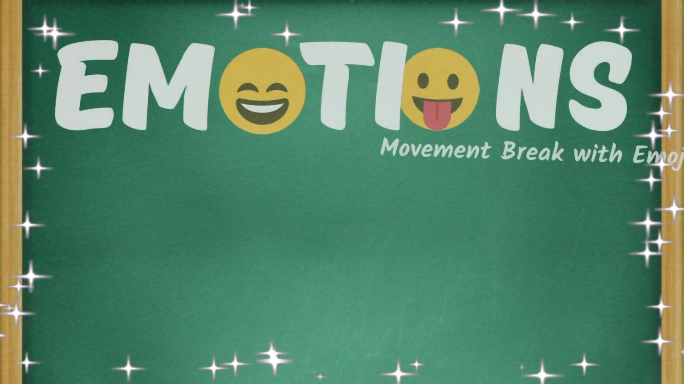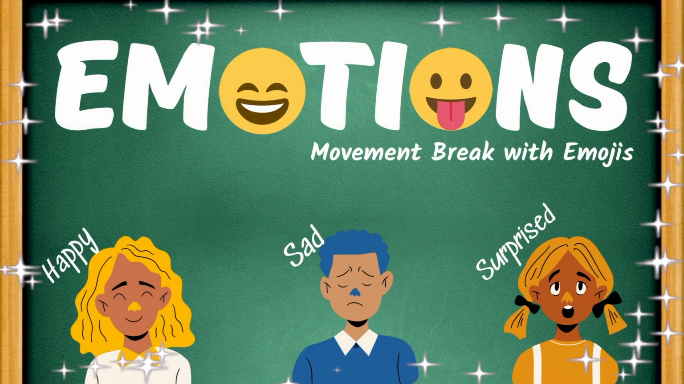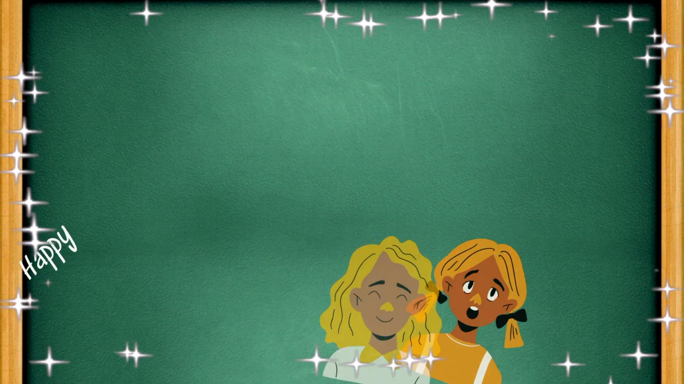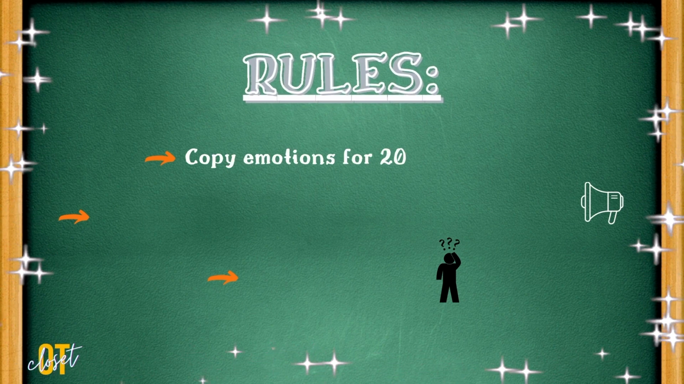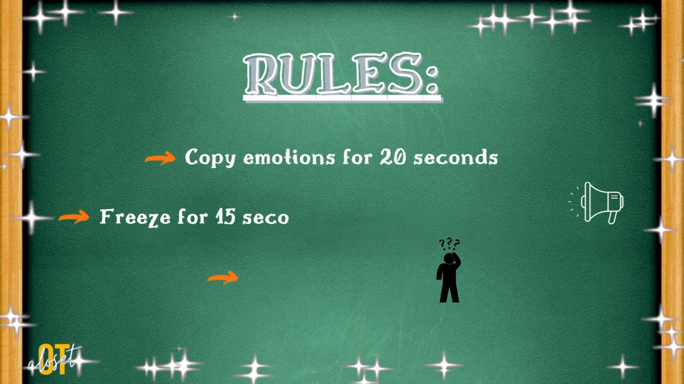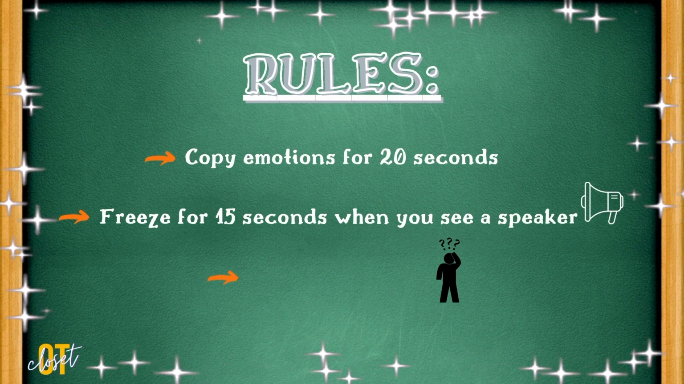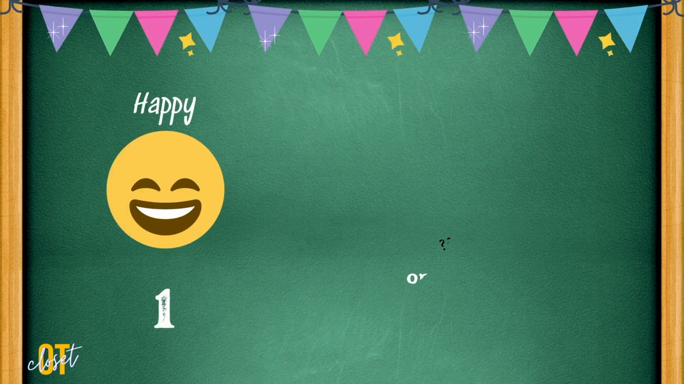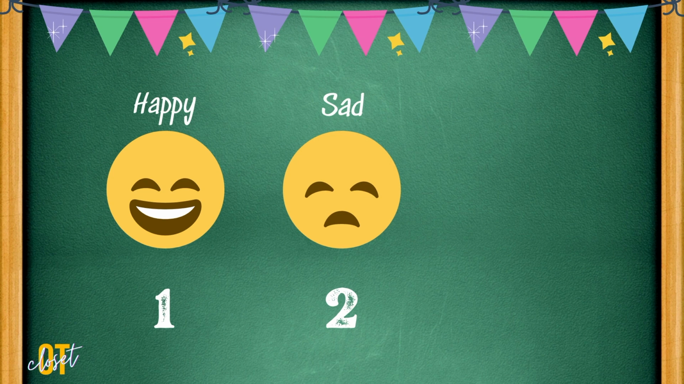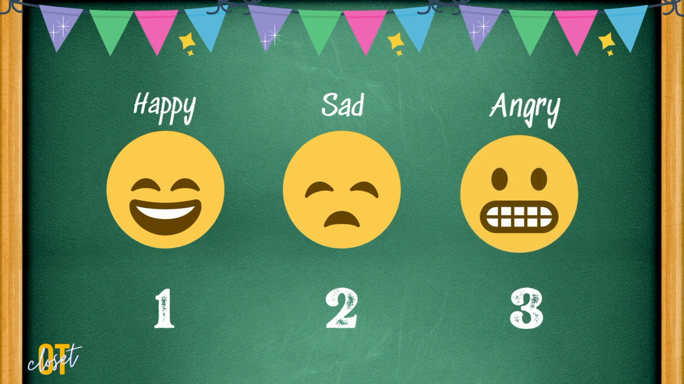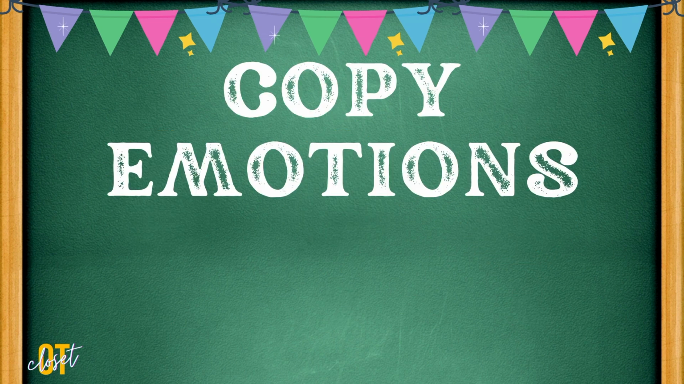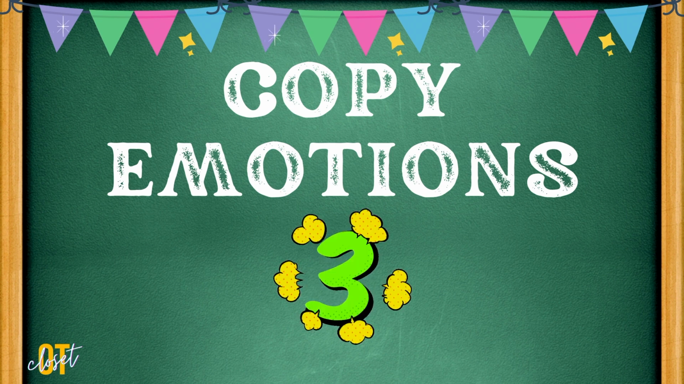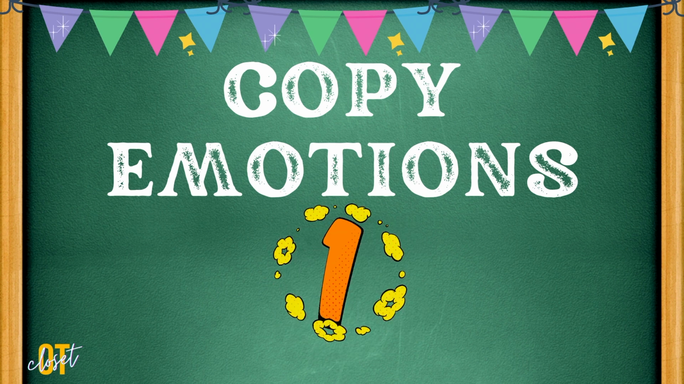Let's play a game of emotions. The rules of the game are to copy emotions for 20 seconds, then freeze for 15 seconds when you see a speaker, and then guess the emotion. Happy, sad, angry. Copy emotions that the hand is pointing to. 3, 2, 1, begin.